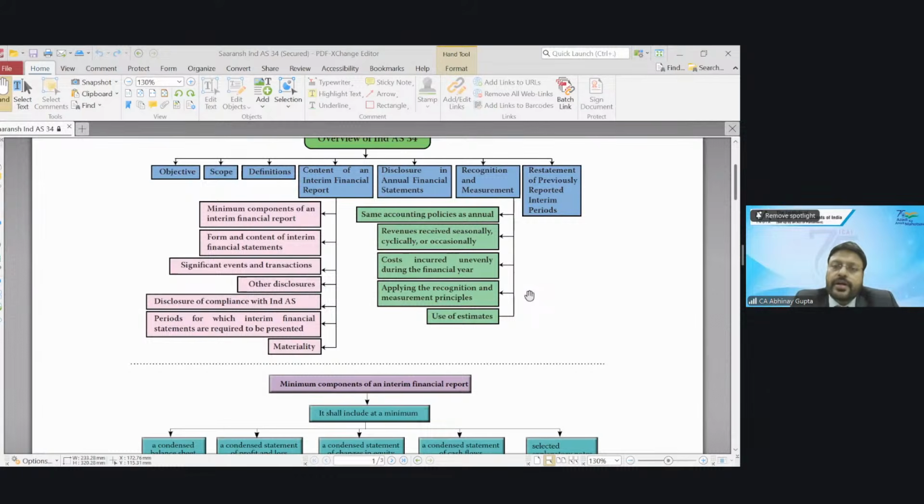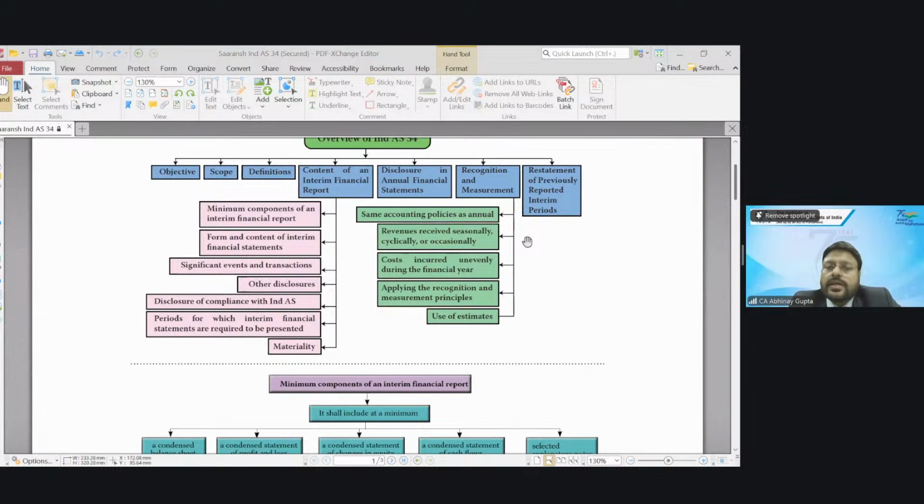Recognition and measurement related requirements, other requirements. Revenue which is received seasonally, cyclically, or occasionally needs to be recorded in the quarter to which it belongs, right? We cannot do the teeming and lading of the revenue, right? So we cannot say that, boss, the revenue received in this quarter is higher as compared to the other quarters, so the other quarters' results will look bad.